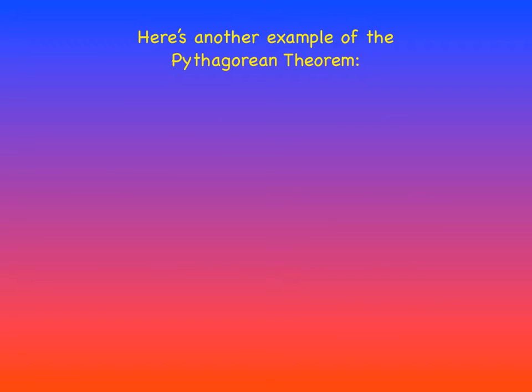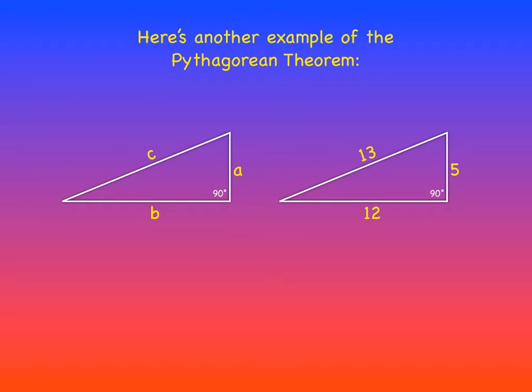Here's another example of the Pythagorean Theorem. This triangle has a different shape, but it still is a right triangle. Sides A, B, and C. A is 5, B is 12, and C in this case we have 13. A squared plus b squared equals c squared. That would be like 5 squared plus 12 squared is 13 squared. Is that true? Yes, it is, because 5 squared is 25. 12 squared is 144. You add them together and you will get 13 squared, which is 169.